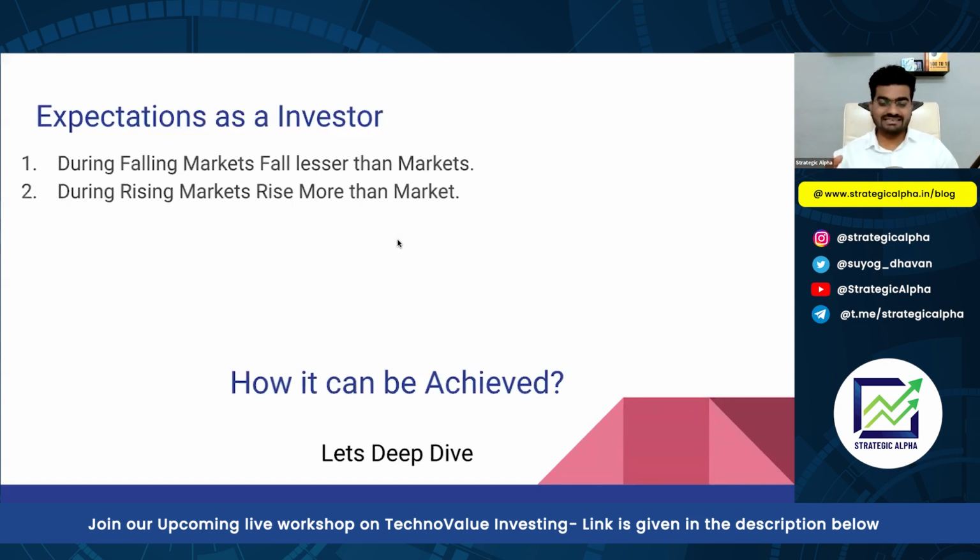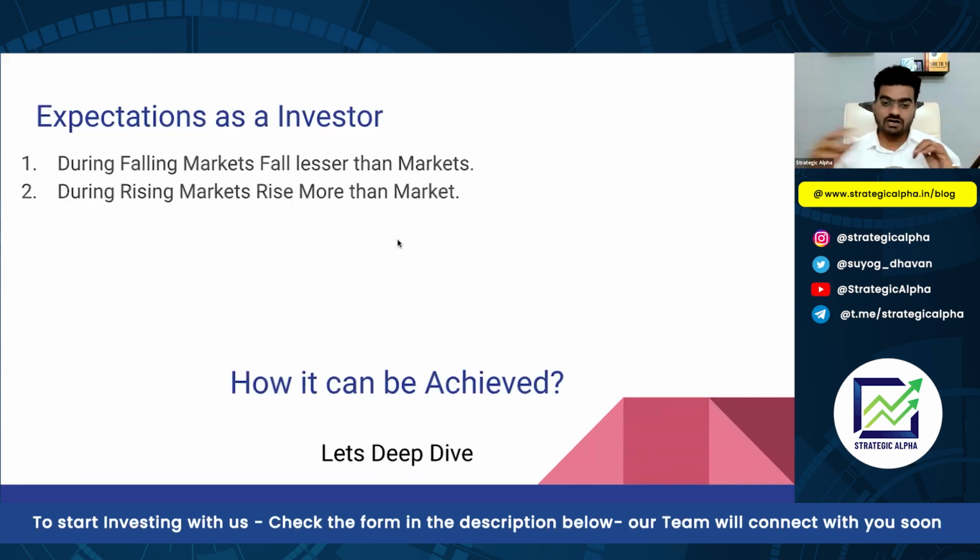And alpha generation, if we are able to do that for longer periods of time, like if you look at Nifty returns, Nifty has given like 15% CAGR returns for the past 30-35 years. So if one is able to make an alpha of around 10% above the index, automatically he will never be worried about market correction, because alpha is generated when you fall less than the market, and during the rising market, you rise higher than the market. And how it can be achieved, let us deep dive in today's session.